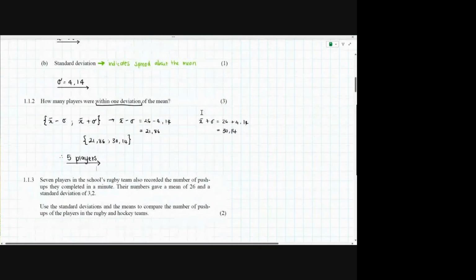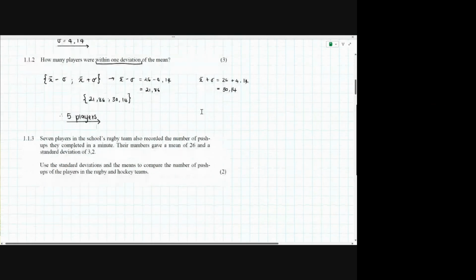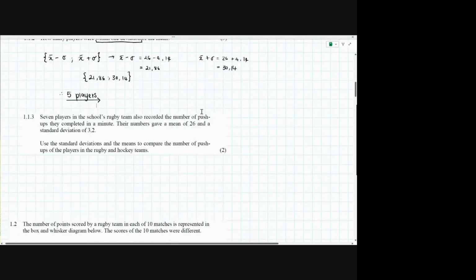Let's do 1.1.3, and then I will make it a bit smaller for us to screenshot. 1.1.3 says 7 players of the school's rugby team also recorded the number of push-ups they completed in a minute. Their numbers gave a mean of 26 and a standard deviation of 3.2. Use the standard deviations and the means to compare the number of push-ups of the players in the rugby and the hockey teams. We have all of this information. You don't need to rewrite it. It's not necessary.